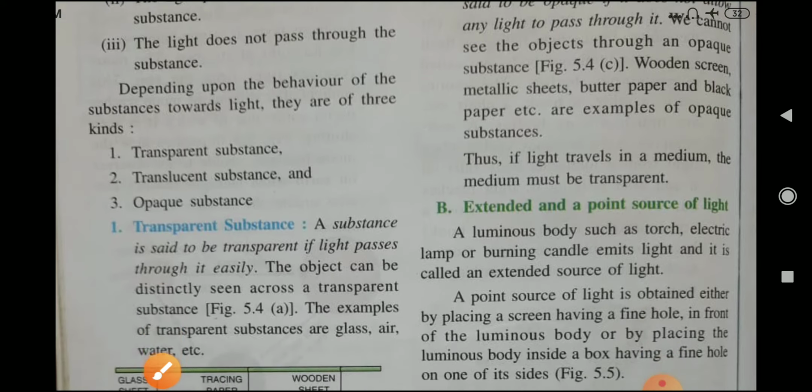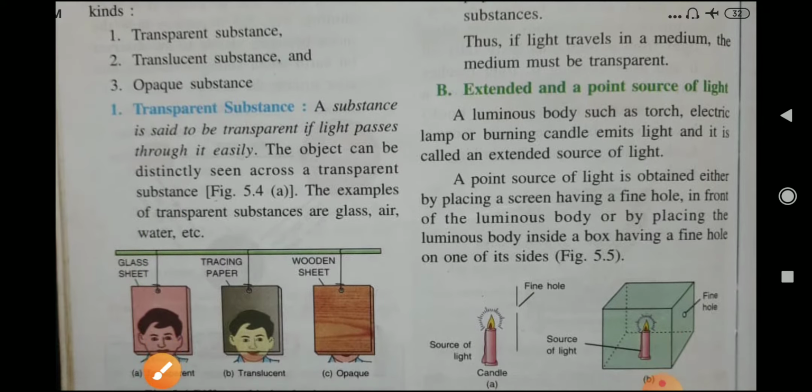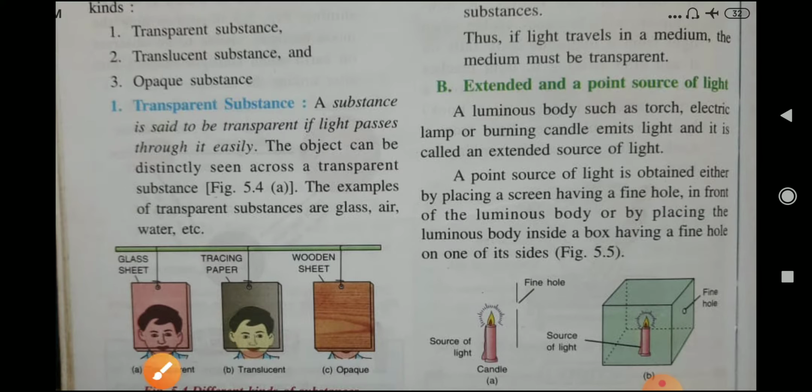Now, extended and point source of light. A luminous body such as torch, electric lamp, or burning candle emits light, and it is called an extended source of light. Okay, so these are extended sources of light.